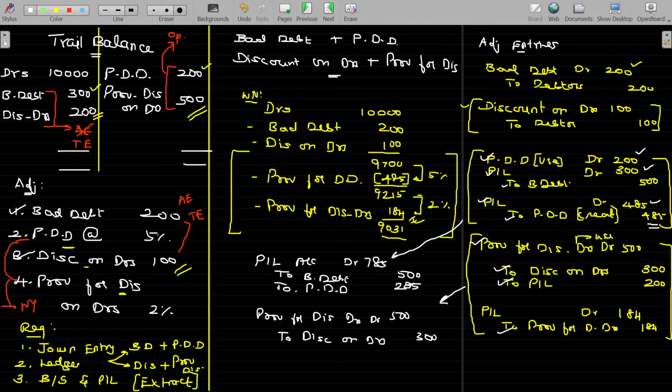And in P&L account, credit side 200 and debit side 184. Provision is, yeah, net of that. How much is that? 316. Now if you net off that, then the difference being P&L account 16 rupees. Is that okay? This is the logic you have to understand.